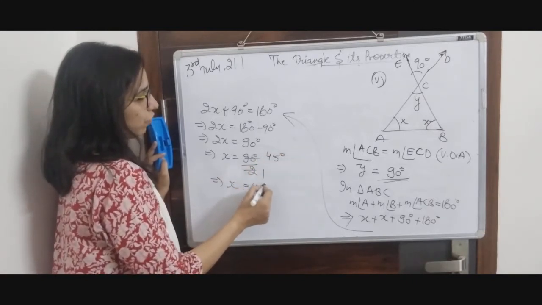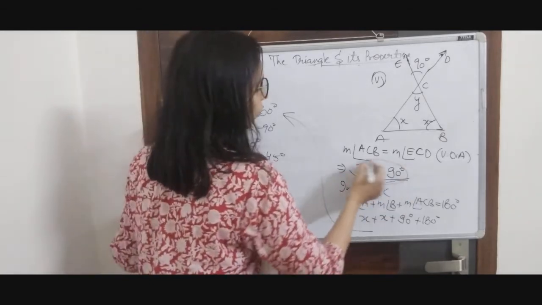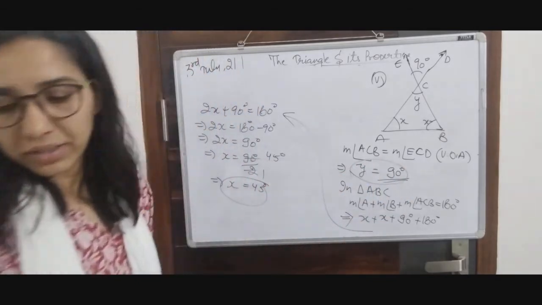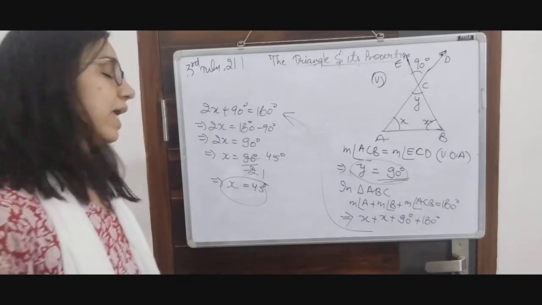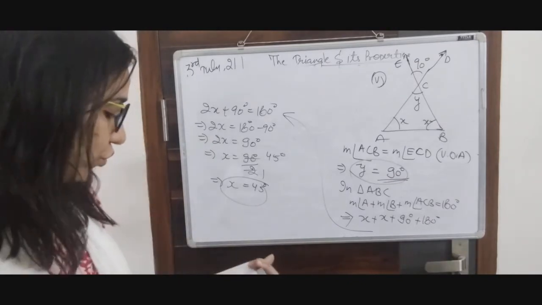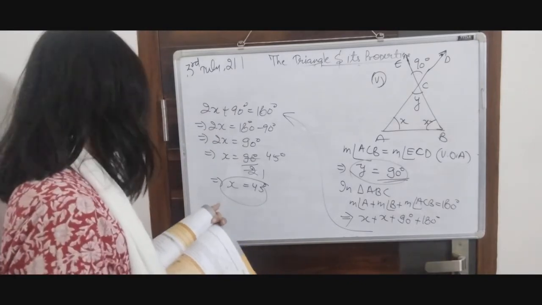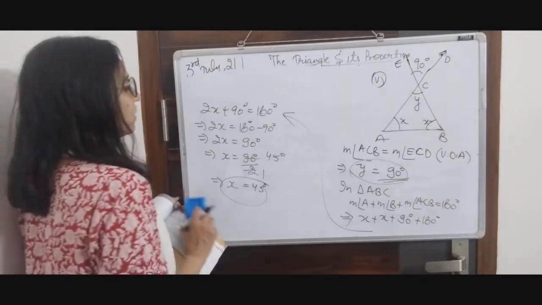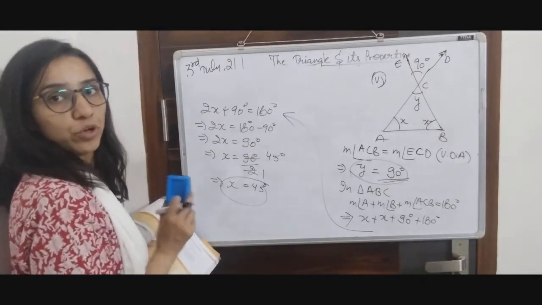So your x is 45 and your y was 90. These are the measures of x and y. Now we are going to do the last part of this question, an exercise also. I am going to rub this one.